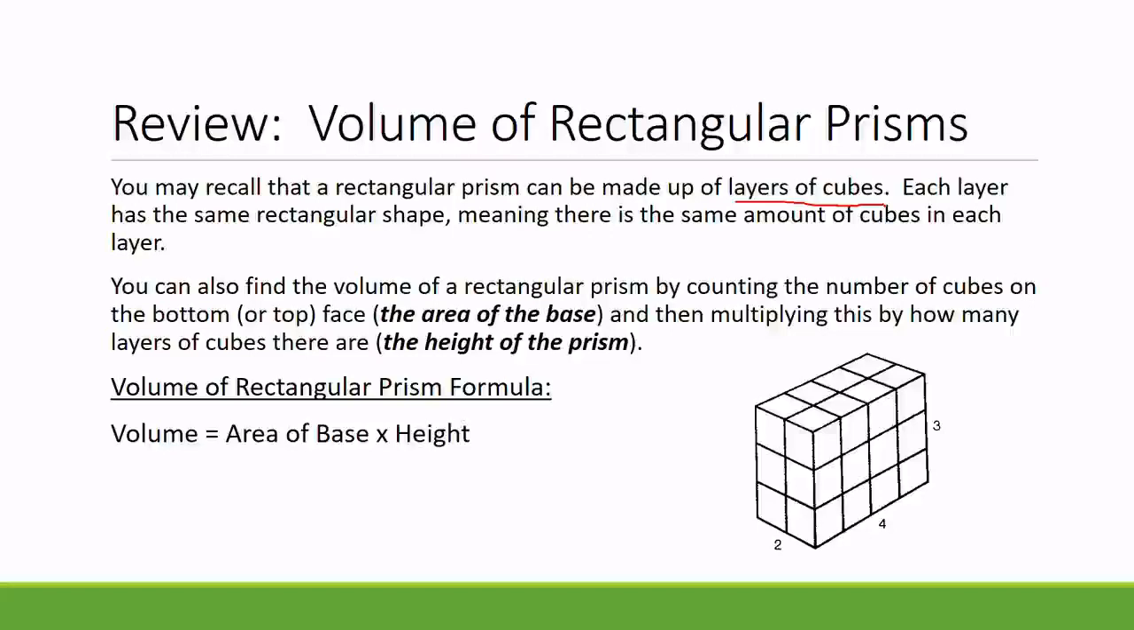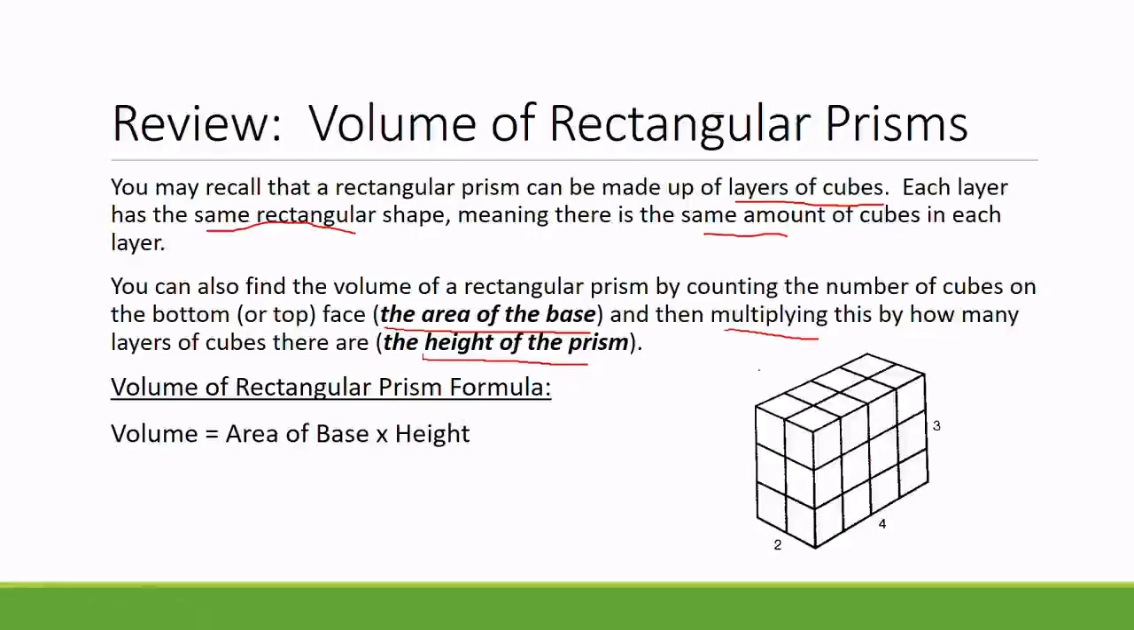And as I said last lesson, I believe you had even interacted with some layers of cubes in class. Each of those layers has the same rectangular shape, meaning that there is the same amount of cubes in each layer. So how do you find the volume of this rectangular base prism by counting the number of cubes? Well, as it says there, you find the cubes at the bottom, or in other words, the area of the base, and then you multiply by how many layers of cubes you have. In other words, the height of the prism.